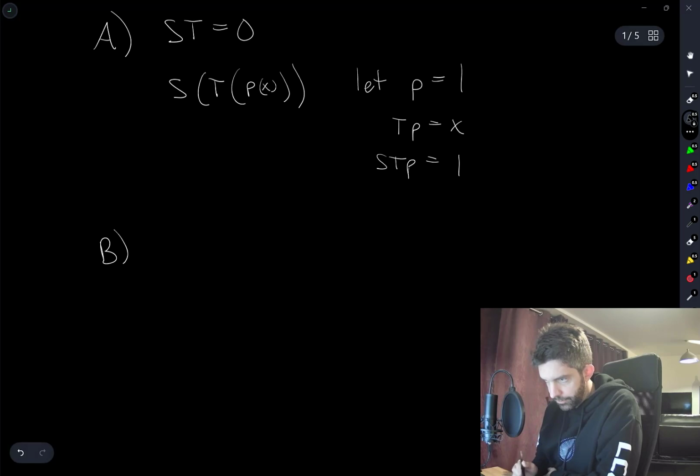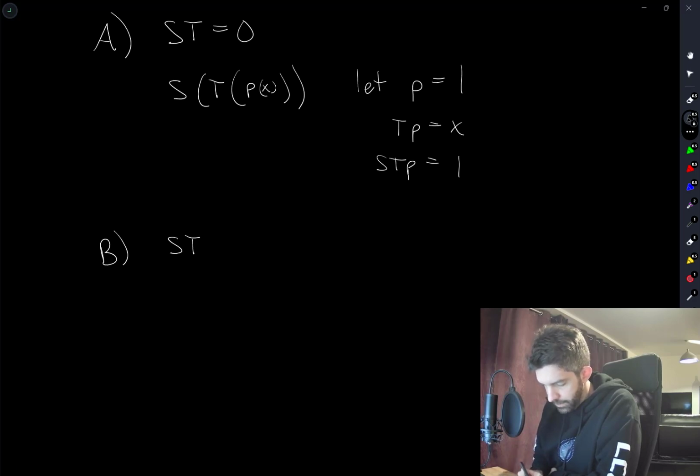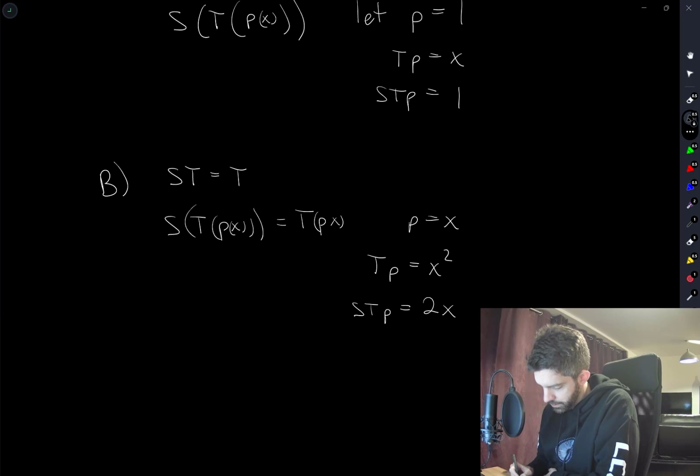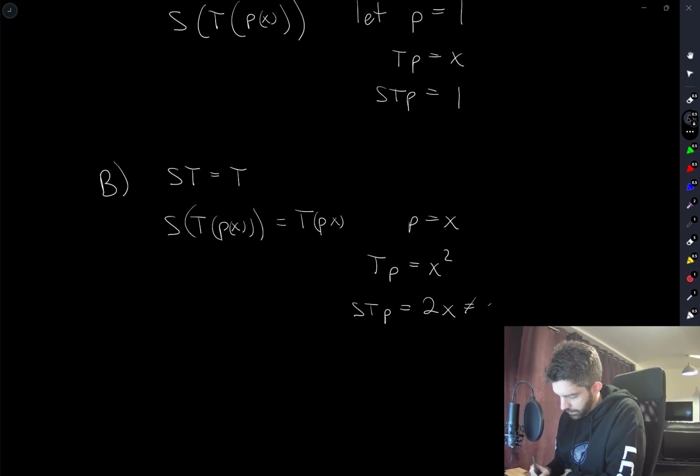B, ST equals T. So I need to find a polynomial that gives me different expressions on both sides of this. This should also be pretty easy. So I want to find polynomial P to substitute in here to give me different expressions. Let's let P equal x this time. Then T of P is equal to x squared, and S of T of P is equal to 2x, which is not equal to x squared.